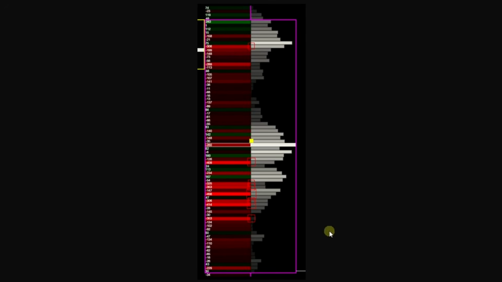let me explain what we're looking at here. On the left side, we have the delta clusters. So if they're very red, that means there's a lot of bearish delta. If it's green, there's a lot of bullish delta. And the right side of the candle is just a volume profile for that candle. In this example, it's a 30-minute candle.